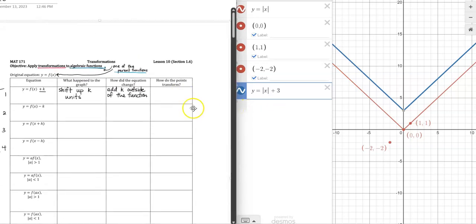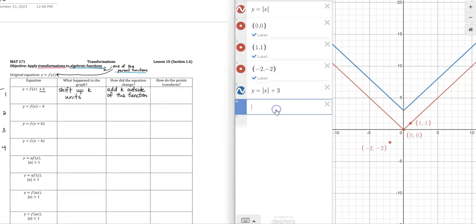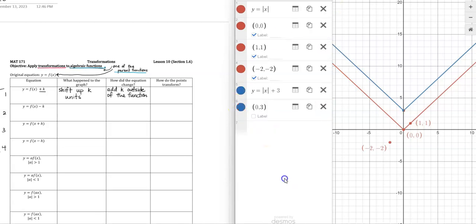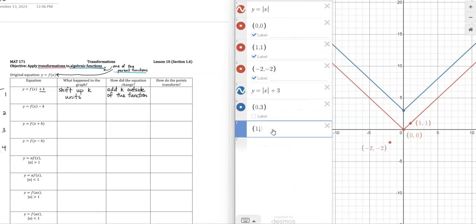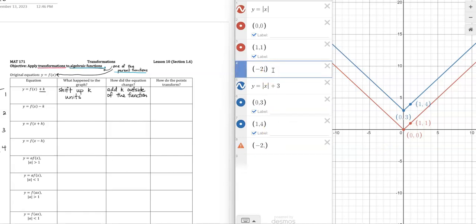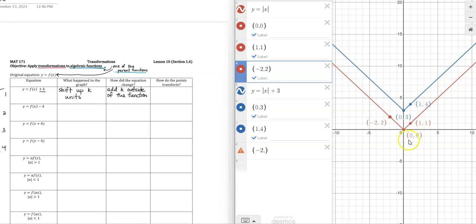And then the last question is asking us, how do the points transform? So let's take a look. 0, 0 was on the original graph, but that's no longer there. Now we have 0, 3 on the new graph. We had 1, 1 on the original graph. That's no longer there. Now we have 1, 4 on the new graph. And we had negative 2, 2 on, oh, that says negative 2, negative 2. That shouldn't say that. It should be negative 2, 2.